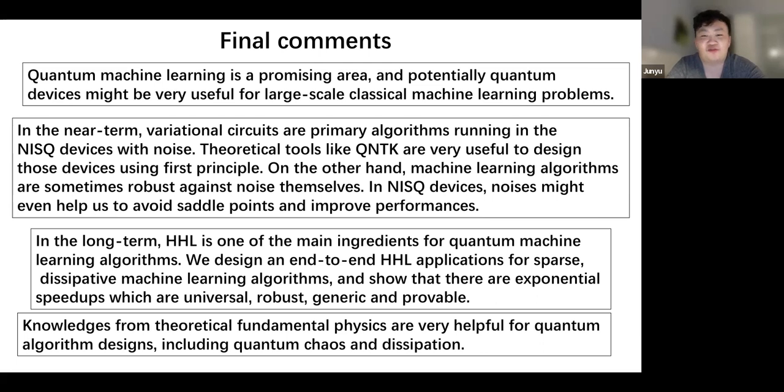Finally, from this journey, we know that knowledge from theoretical fundamental physics, where I know that some of you may be high-energy physicists, is very helpful for quantum algorithm design, for instance, including quantum chaos, even related to black hole physics, and also the dissipation process that we have utilized. Those are very useful concepts and ideas if you are going to design quantum algorithms. Many physics insights are important. So those are the technical message.